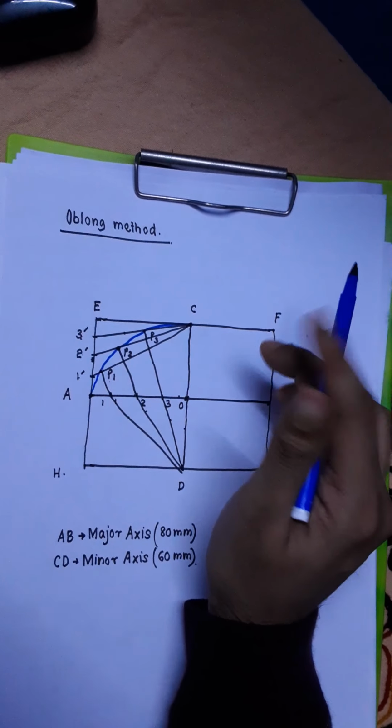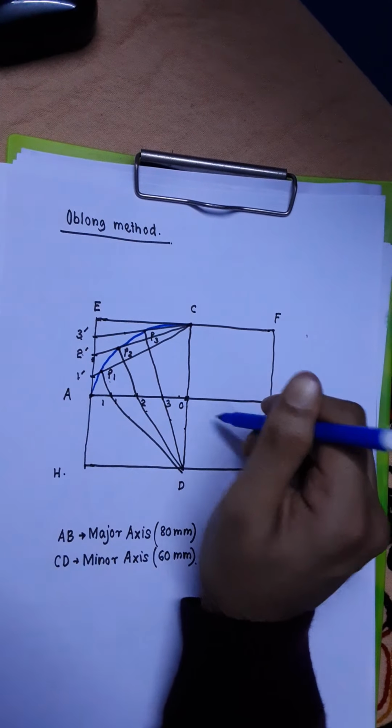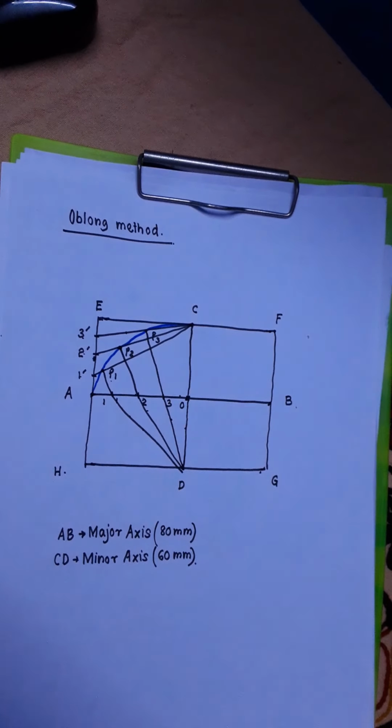If you want to get the remaining ellipse, you have to repeat this construction here, here and here. So let me guide you through the entire process.